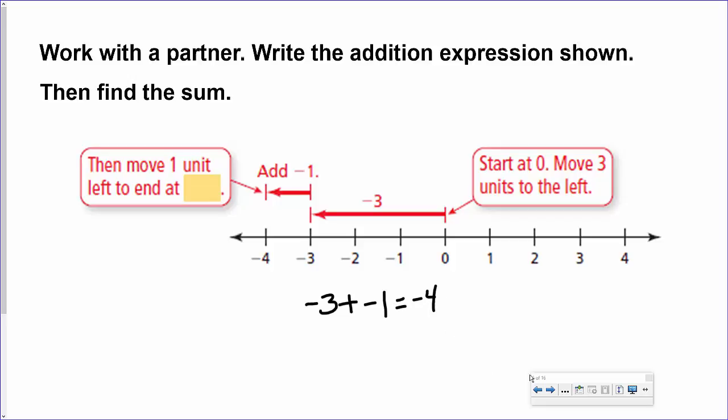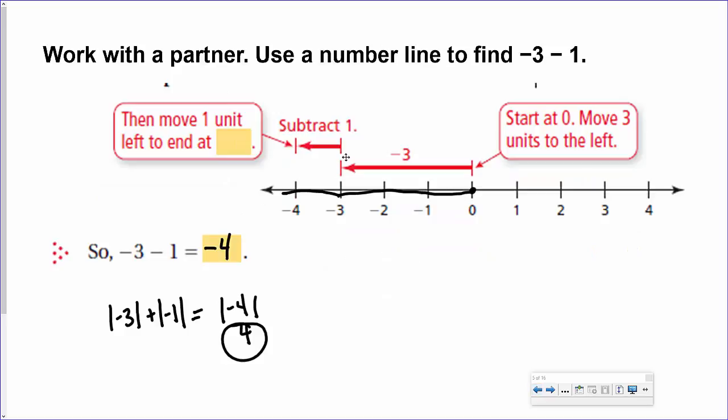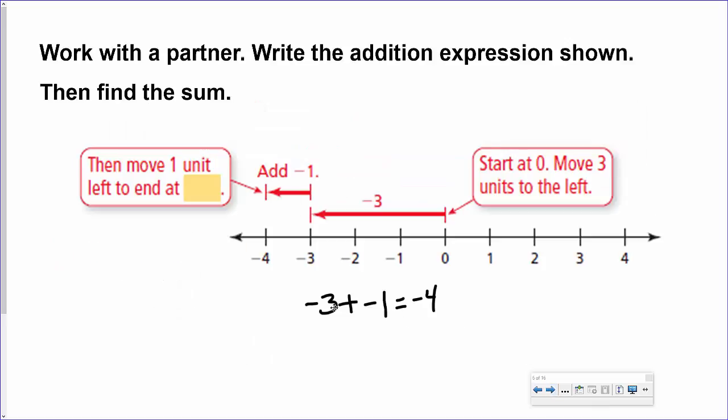So really quickly, I want to go back. This one here, if I look at it, is a subtraction sentence. See how there's no plus sign here? It's just negative 3 and negative 1. And that answer was negative 4. And that's the same thing as negative 3 plus negative 1. They mean exactly the same thing.